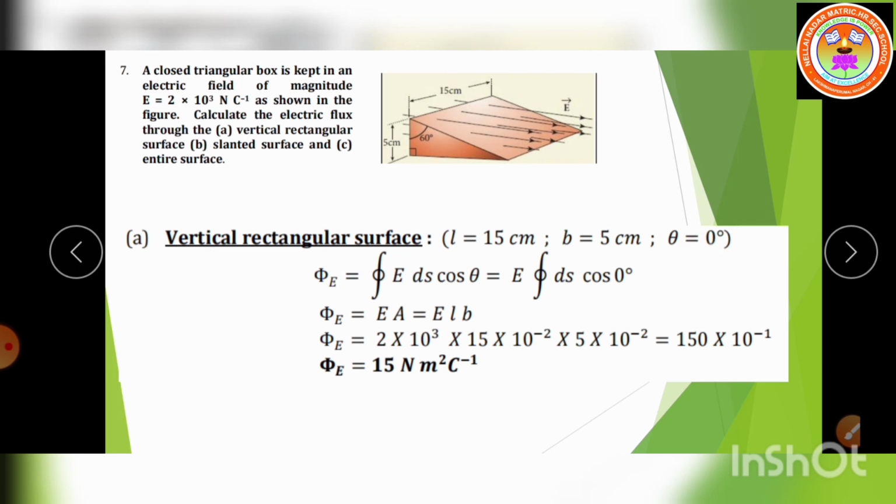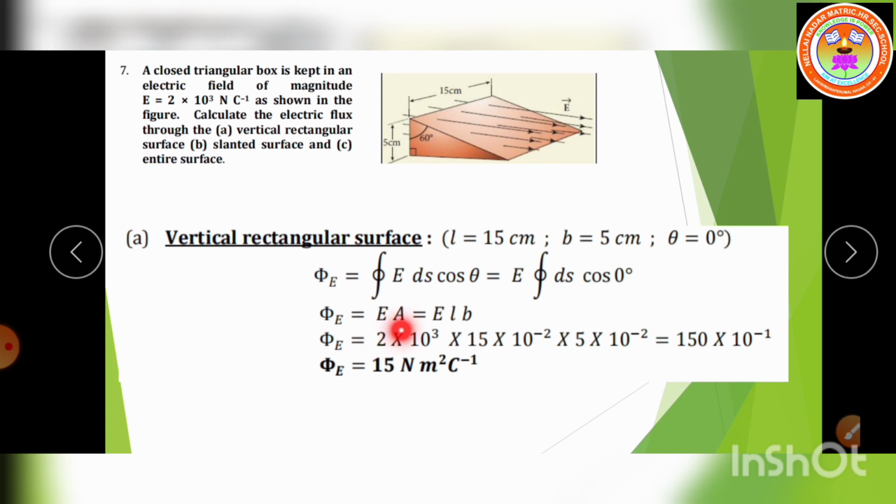Let us take the formula phi E is equal to closed integral E dS cos theta. E we are taking as common. Closed integral dS, that is area A. What is the value of cos 0? Cos 0 is equal to 1. So 1 into A, we are getting the answer. Phi E is equal to EA.